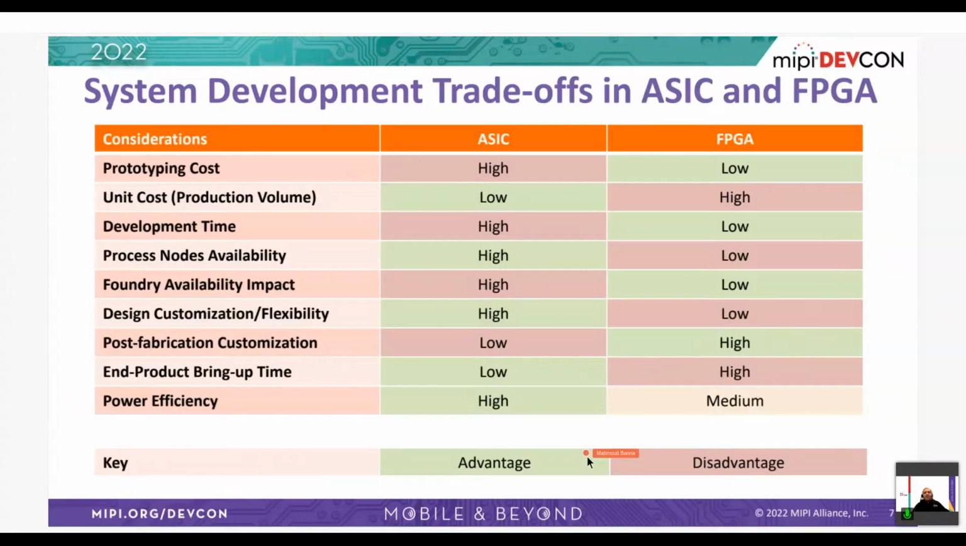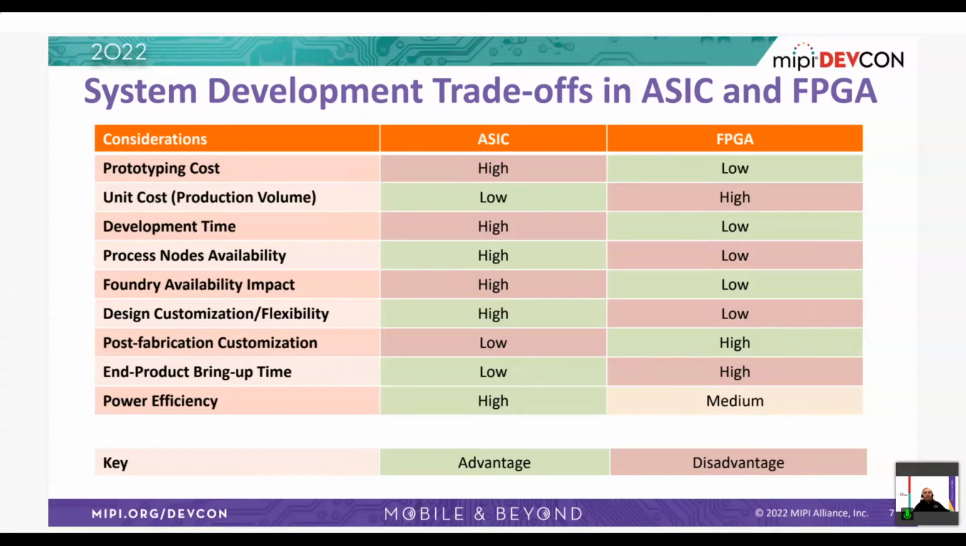Before discussing the FPGA and how it comes into the picture in display and sensor applications, let's quickly review the main points that the system developer may consider while selecting between ASIC and FPGA. The prototyping cost in ASIC is much higher compared to the FPGA, and that's why the FPGA was widely used in prototyping and providing a proof of concept. While when it comes to production volume, the unit cost in ASIC is lower than FPGA. The development time is longer in ASIC.